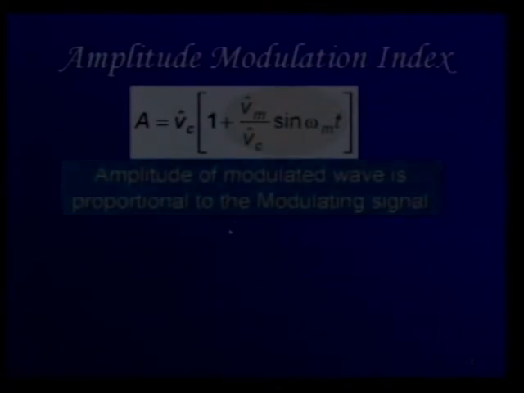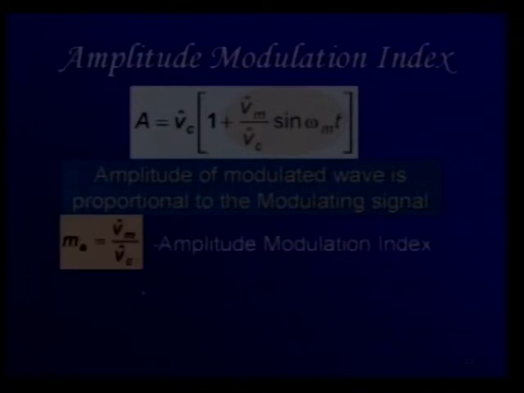And if you see, the amplitude modulated wave is proportional to the modulating signal. You have omega m t here as well as Vm cap here. The ratio Vm cap upon Vc cap is defined as the amplitude modulation index. This is a very important parameter in the modulation theory as well as in practice, as we will see how the value of the modulation index is going to determine the quality of our modulation process.